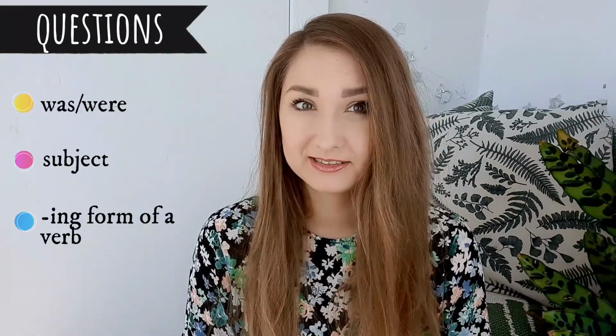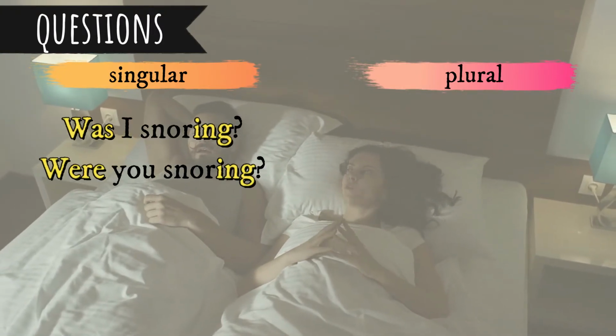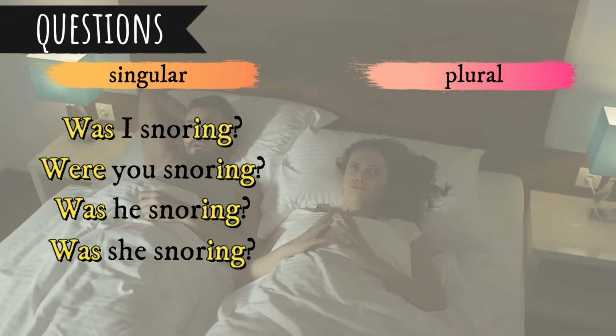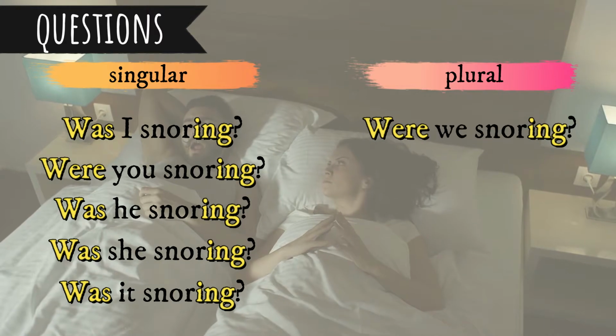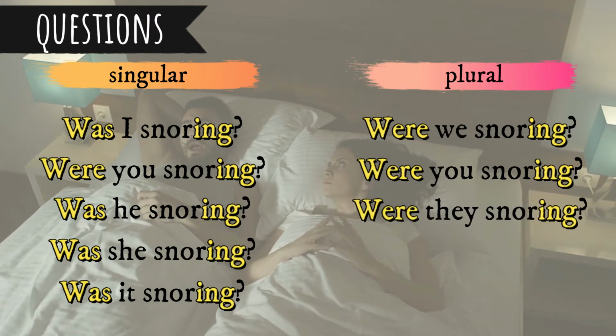To make questions, we need was or were, a subject, and the ing form of a verb. Was I snoring? Were you snoring? Was he snoring? Was she snoring? Was it snoring? Were we snoring? Were you snoring? Were they snoring?